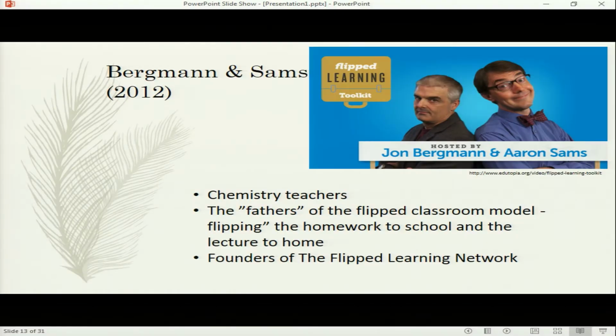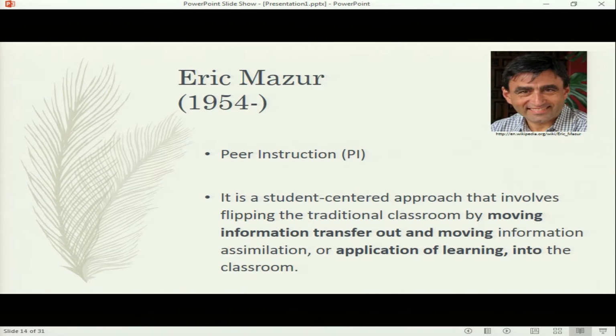They are also the founders of the Flipped Learning Network, if you Google it, and at the end of my slides there will be the references, so you will be able to find it. It's really worth joining the network if you're interested in the idea. There's also a physics professor at Harvard University called Eric Mazur, who is a great advocate of peer instruction. Basically, the idea that he has is that students learn a lot more from each other.